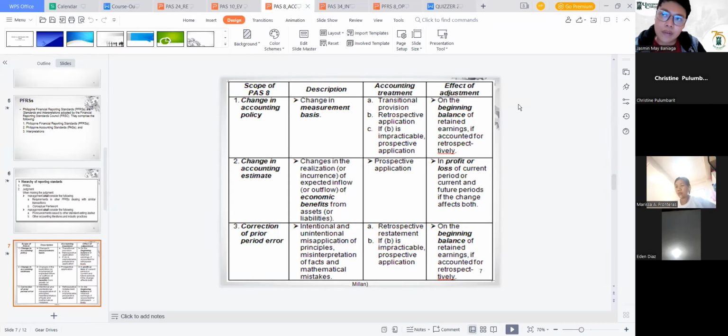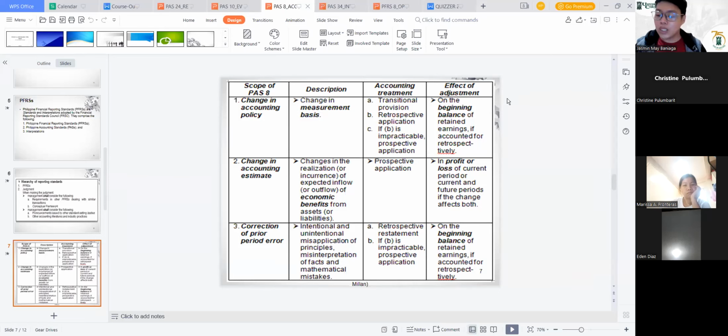Nagpalit ka daw ng FIFO, from FIFO method to average method ng inventory costing. So, any change in accounting policy, take note, letter R, retrospective application ang basis. Okay? Anong ibig sabihin? What is the meaning of retrospective application in accounting? Forward, future periods, or previous periods should be adjusted. What do we mean, guys, by retrospective application?